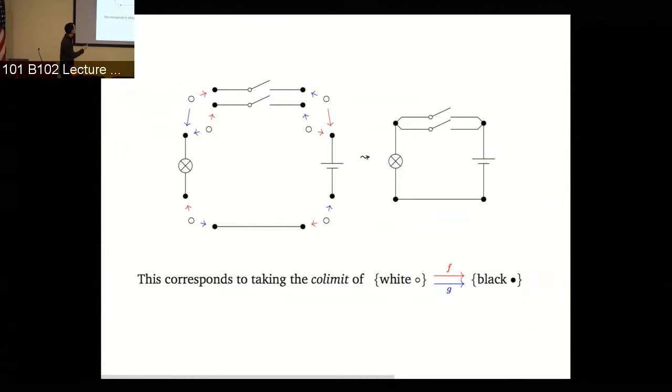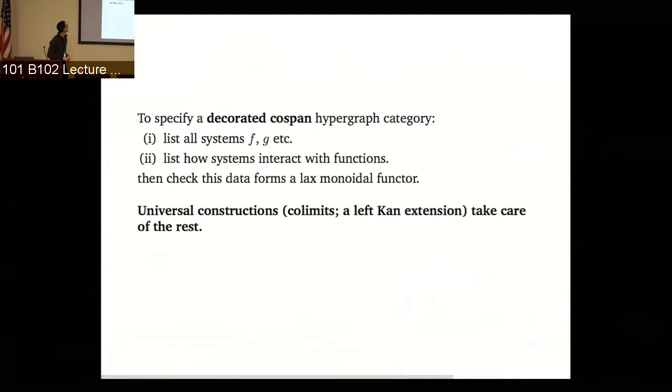Okay. So in category theoretic terms, in terms of some universal construction, this is called taking the colimit or coequalizer of this diagram here. And what it really comes down to is understanding how these systems interact with these functions, f and g, that are specifying how to connect things up. So in this setting, to talk about, and this is just jargon, a decorated cospan hypergraph category, we need to specify, again, all systems, but we only need to talk about how systems interact with functions.